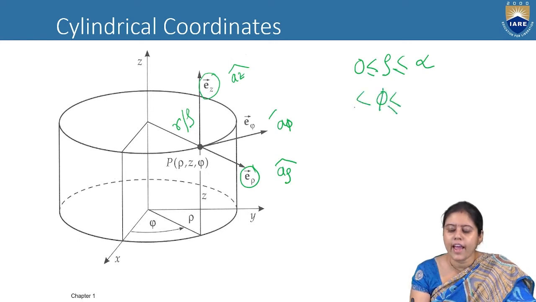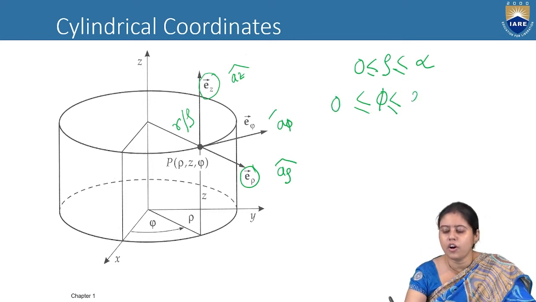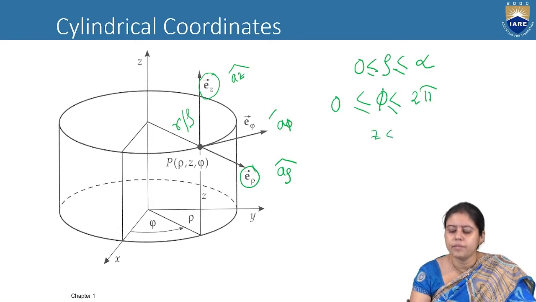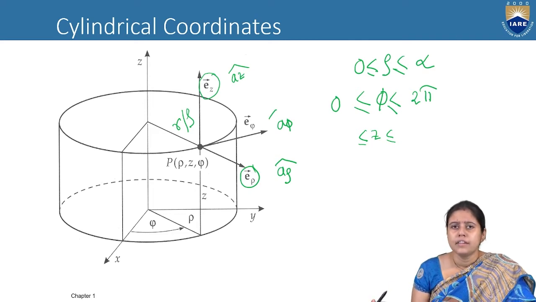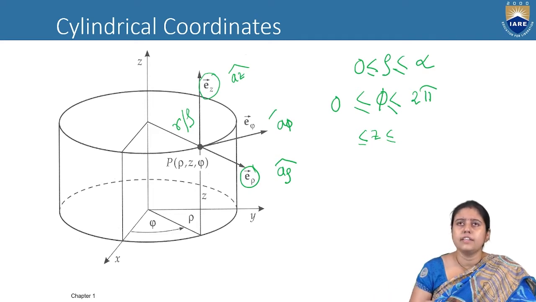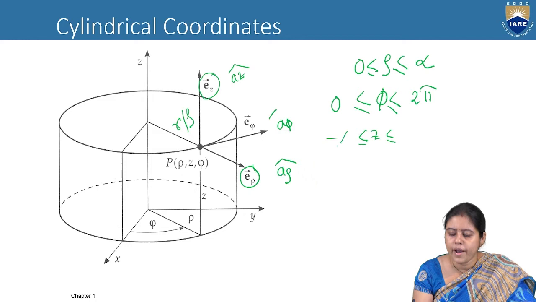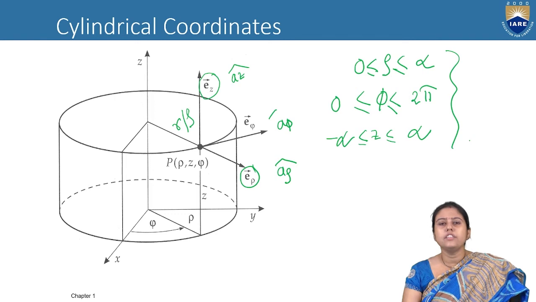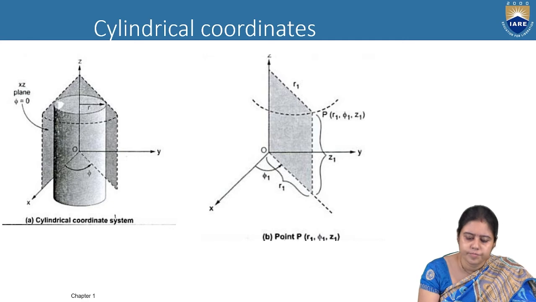The angle range: angle is circular in nature, so it is 0 to 360 degrees, or we can write 0 to 2 pi. And height, what is the height range? Unlike the Cartesian coordinate, it can go upwards and it can go downwards. So this range is minus infinity to plus infinity. So these three are the ranges of the three axes. So you can understand the axes.